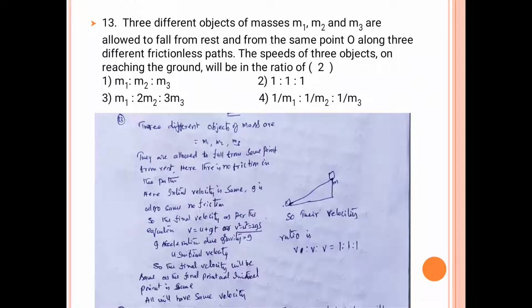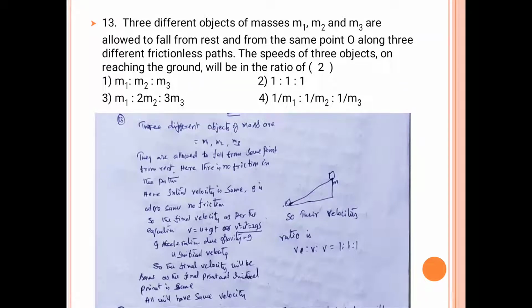So the final velocity as per the equation v is equal to u plus gt, that means v square minus u square is equal to 2as. In this relation, u is the initial velocity and gravity is g. So nowhere does the final velocity depend upon the mass. So we can say that the final velocity, that means the initial velocity is the same, g is the same, and the path is also the same.